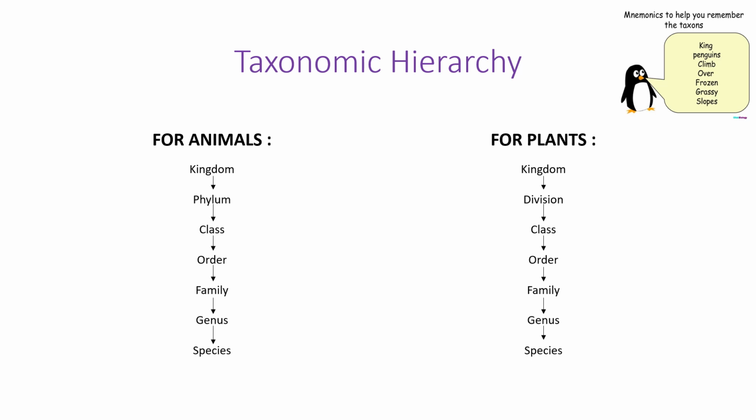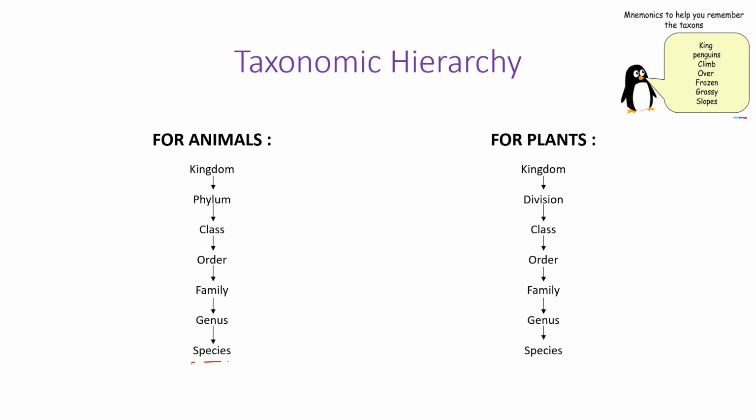As we can see, in both animals and plants, the lowest level of taxonomic hierarchy is the species. Then a group of related species forms a genus, a group of related genera forms a family, a group of families forms an order, and a group of related orders forms a class, all common in both plants and animals.